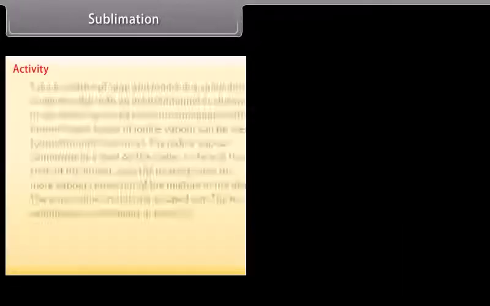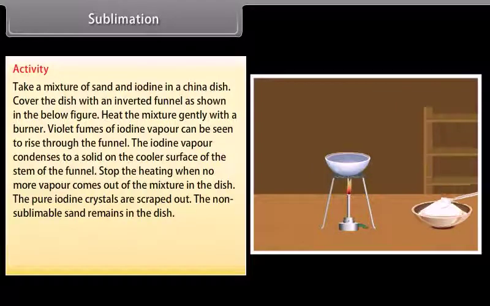Activity. Take a mixture of sand and iodine in a china dish. Cover the dish with an inverted funnel. Heat the mixture gently with a burner. Violet fumes of iodine vapor can be seen to rise through the funnel.